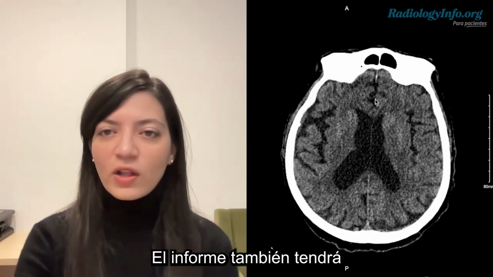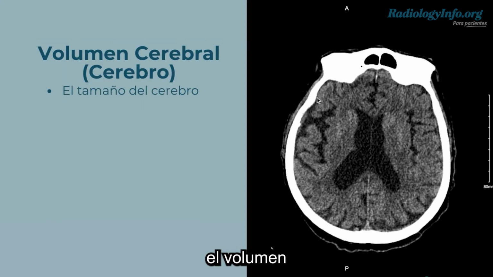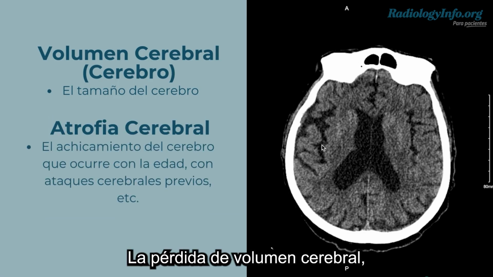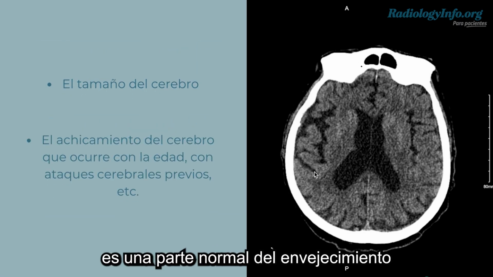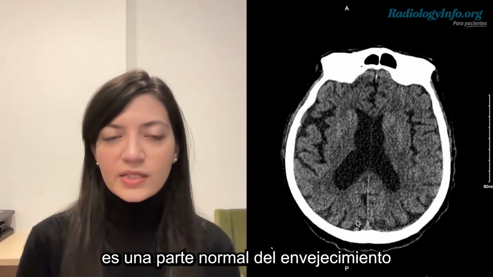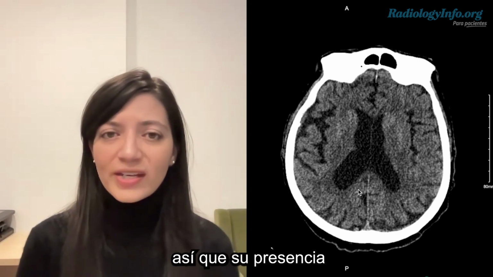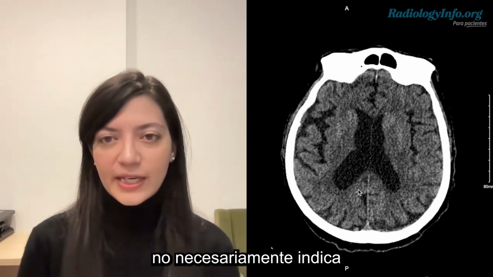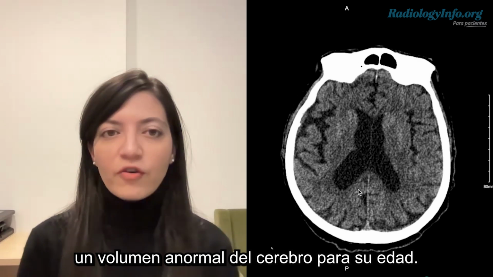The report will also address brain volume and atrophy. Loss of brain volume, known as atrophy, is a normal part of aging that begins after the age of 40. So its presence does not necessarily indicate abnormal brain volume for your age.